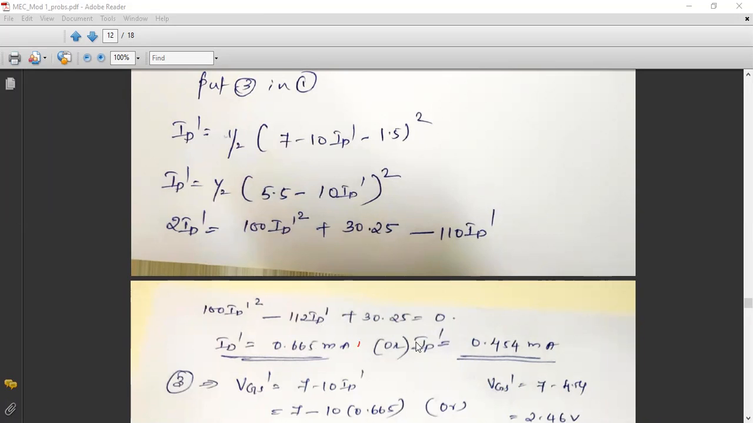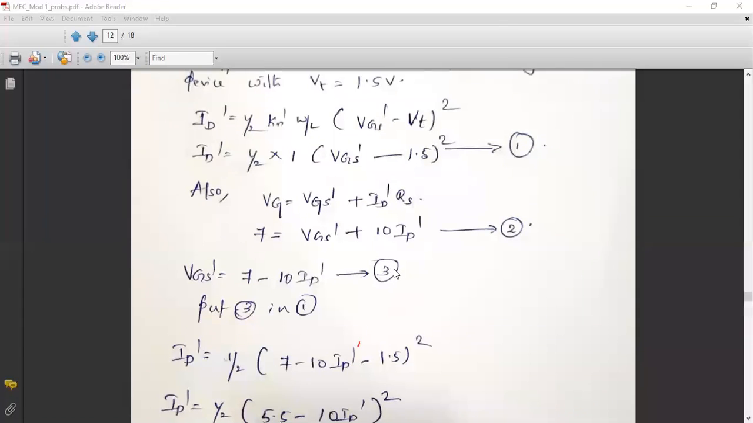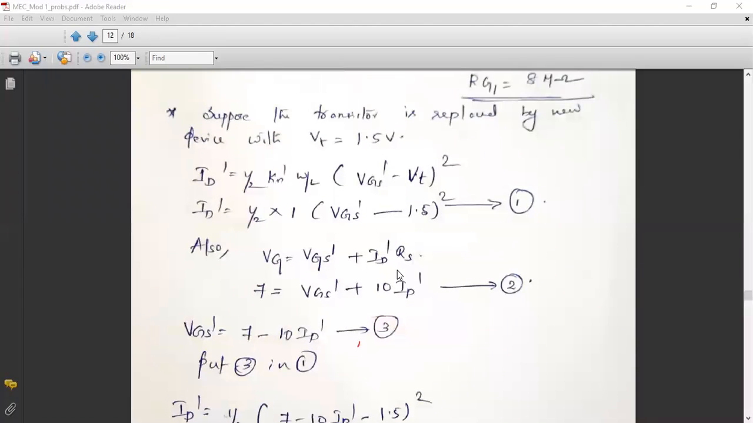All of you substitute these values of ID dash in equation number 3 and get me the corresponding value of VGS dash for each ID dash. You have two values of ID dash, right? You have solved for two answers. Substitute those answers in equation number 3 and get me the values of VGS dash. Then we can fix the final value of ID dash. So put the values in equation 3. Correspondingly, you can calculate VGS dash.